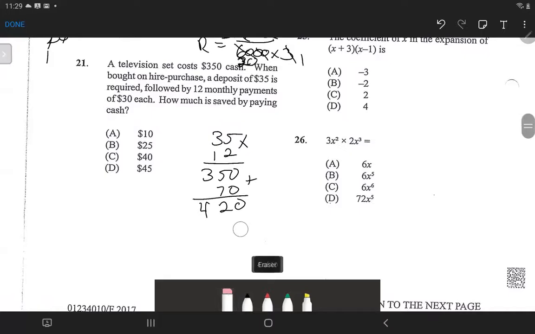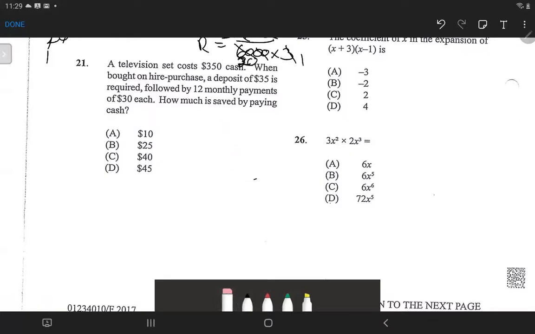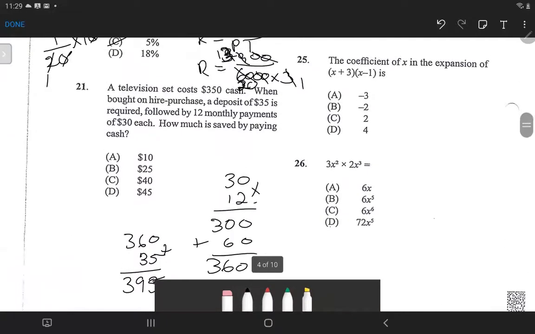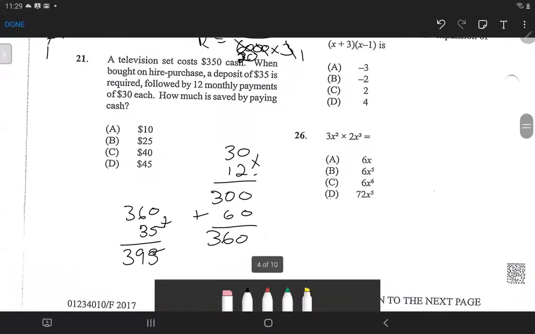Sorry, this was an error. So we are told that is 12 monthly payments of $30. So this is 30 multiplied by 12, which is 300 plus 60. So that is 360, and you also have to add on the extra $35 you have to pay. So that brings us to a grand total of $395. Now, if you pay cash, you have to pay $350. So that means you are saving $45 if you pay cash, because it is $45 less than if you buy it on hire purchase.